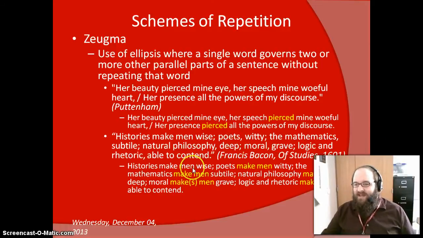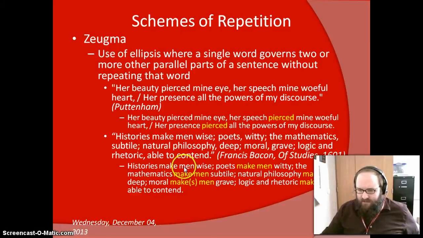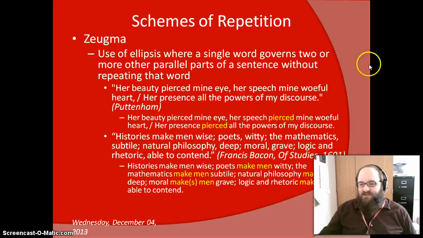So this is Zeugma because, again, we're using ellipsis, we're leaving out words that our brain can naturally fill in, but it's specifically Zeugma because we're using a single word to govern multiple parts of the same sentence. So we're using here the verb pierced to govern a whole bunch of different nouns that are being pierced. Here we're using the verb phrase, make men, with a verb and a direct object. We're using that over and over again to kind of connect a noun and an adjective. Poets to witty, the mathematics to subtle. And so that is what Zeugma is.